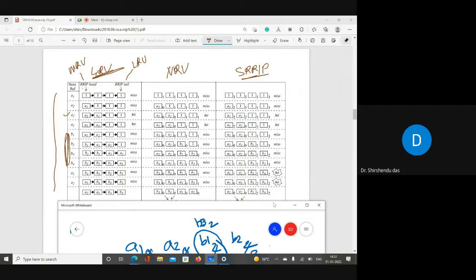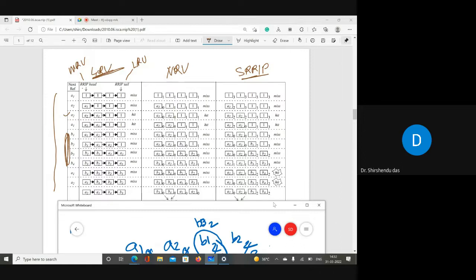Now you can see the difference. You can see there are two hits at the lower end, right? For A1 and A2, you are getting two hits in SRRIP. This is not the case for LRU. This is not the case for NRU. So this is how SRRIP is different from LRU and MRU. First, forget about the difference. First question is, did you understand SRRIP? Insertion, promotion, eviction is clear, right? First understand SRRIP, then we will try to understand the difference.